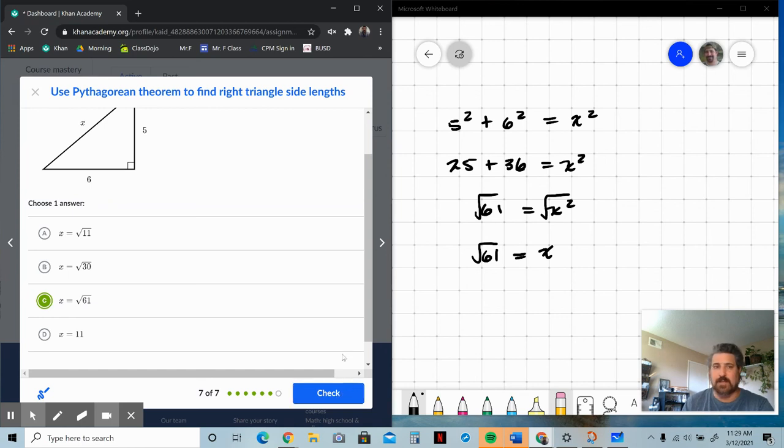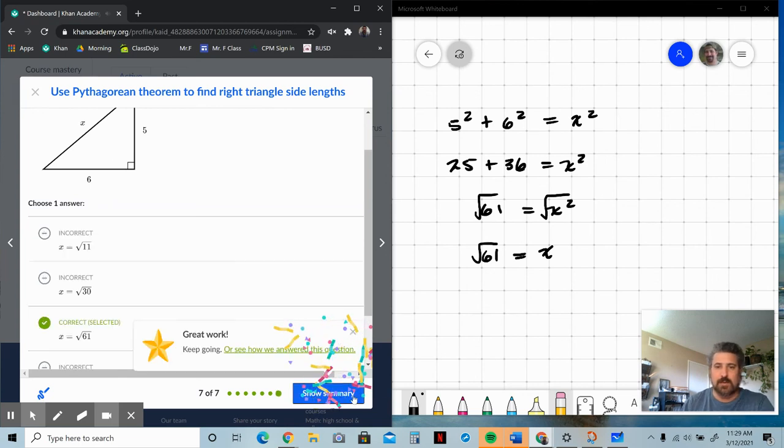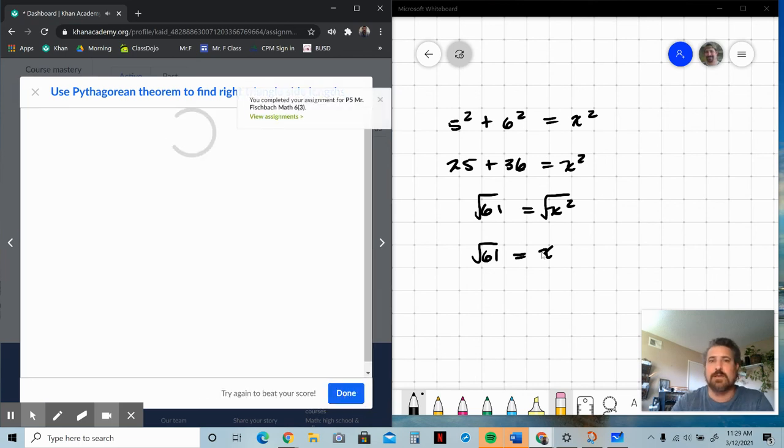It's easy. Just identify the legs. The two sides that form the right angle between them are the legs. The hypotenuse is the opposite side. It's always leg squared plus the other leg squared equals the hypotenuse squared. And then solve. All right, I hope that helps get you guys comfortable with that skill.